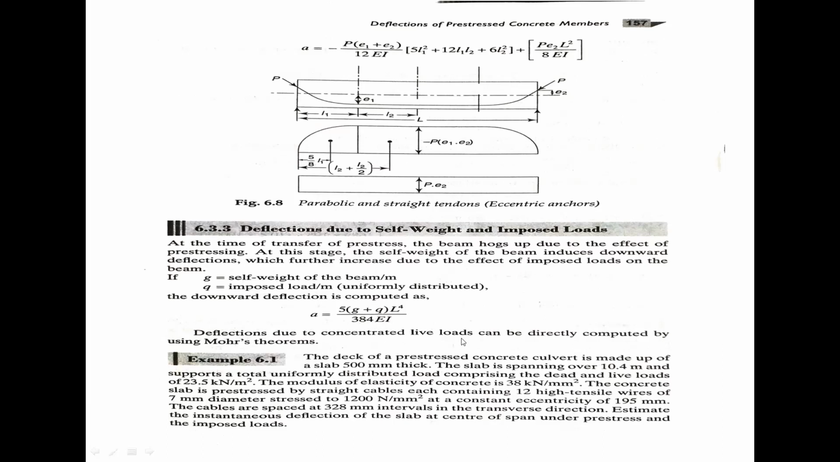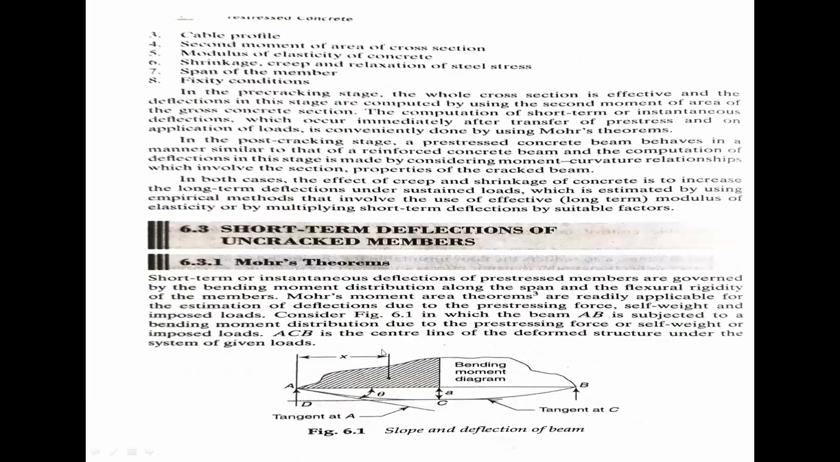Deflection due to concentrated live loads can be directly computed by using Moore's theorem. For uniformly distributed loads, you take this deflection formula. For concentrated live loads, that means point loads, you use Moore's theorem to calculate the deflection. Right now, for a straight tendon with a point load, I use this formula: minus PL squared by 8. This is Moore's theorem.